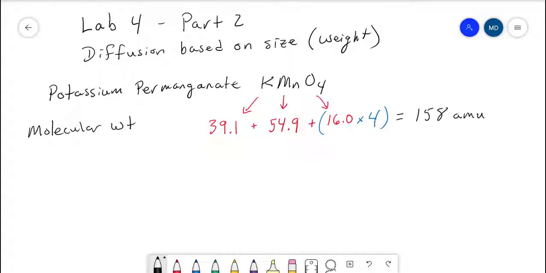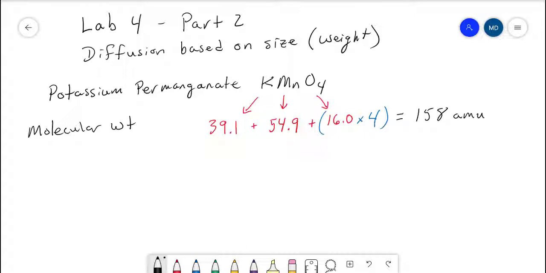Once again, I want to emphasize that the molecular weight of a molecule closely mirrors its size, so we can use weight as a surrogate for the size of a molecule. Now I want you to pause this video and calculate the molecular weights for Congo red and methyl orange on your own.